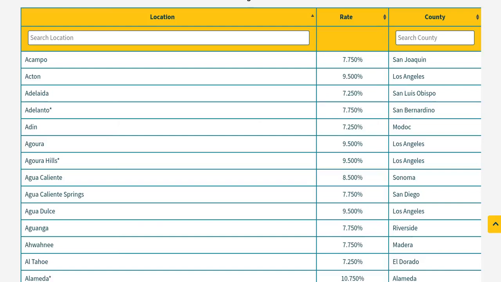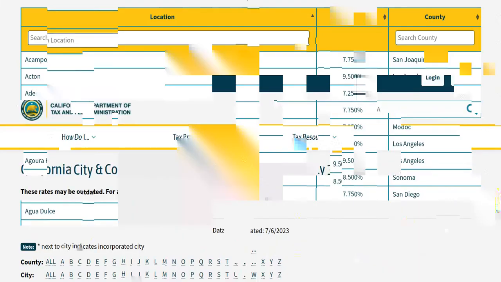So here we have county. I don't know if there is a database for all statewide or countrywide, like the US federal database for this, but it's interesting to have something like this. So we have San Joaquin. This is a sales tax 7.750%.